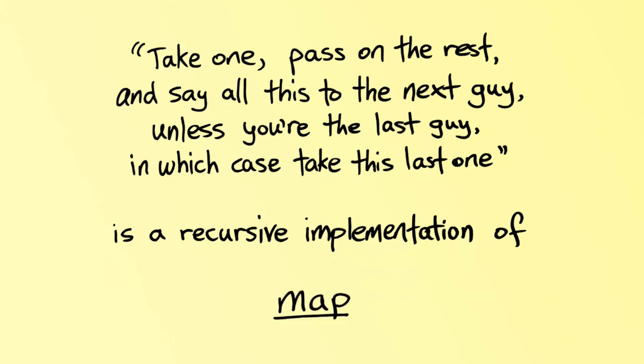There's some simple function which is to give someone a piece of paper, but you have a list of people who don't have papers, and you want to have a list of people who each have papers. That's basically the definition of what map solves. So we can say that we have an implementation of the function map give paper to, and that implementation is the instruction take one, pass on the rest, and say all this to the next guy, unless you're the last guy, in which case take this last one. Now maybe recursion is starting to seem less scary, but still mysterious.